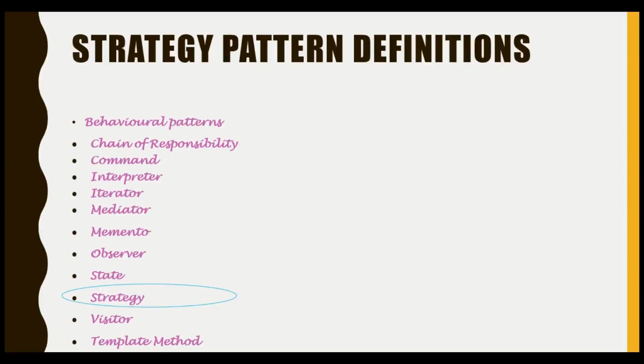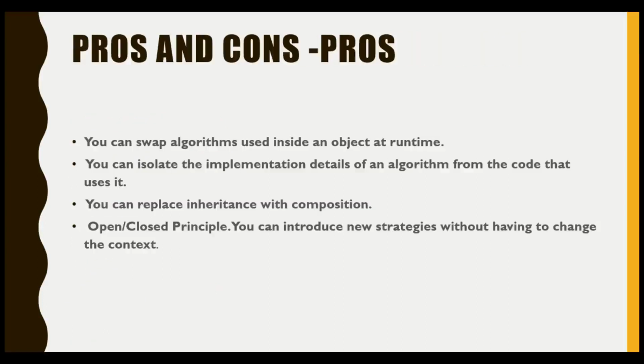We shall see the pros and cons of this pattern. Pros are here. You can swap algorithms used inside an object at runtime. You can isolate the implementation details of an algorithm from the code that uses it. You can replace inheritance with composition, or the composite reuse principle. It is used to have has-a association between objects. Open/closed principle: you can introduce new strategies without having to change their context.